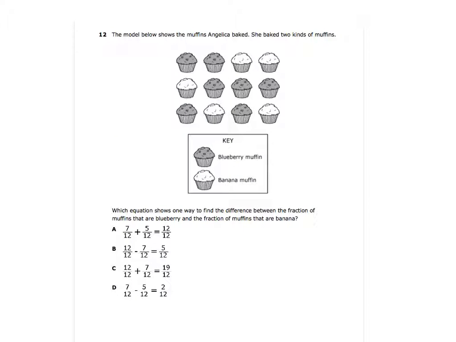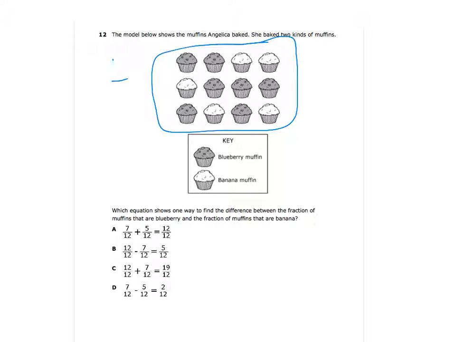Number 12, the model below shows the muffins Angelica baked. She baked 2 kinds of muffins. Blueberry muffins and banana muffins are white. Which equation shows one way to find the difference between the fraction of muffins that are blueberry and the fraction of muffins that are banana? So the first thing to remember is this is one whole group. This is one whole.